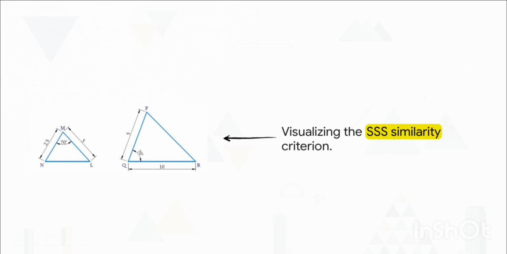Let's take our very first cheat code, the SSS, or side-side-side criterion. Take a really close look at the numbers on these two triangles. On the smaller one, we've got sides measuring 2.5 and 5. On the larger one, the sides are 5 and 10. You see it, right? Every single side of the larger triangle is just a perfectly doubled version of the smaller one. Because all three sides share the exact same scale ratio, in this specific case, they're all just multiplied by 2, we know for an absolute fact that these triangles are similar. We literally don't even need to measure the angles to know that.